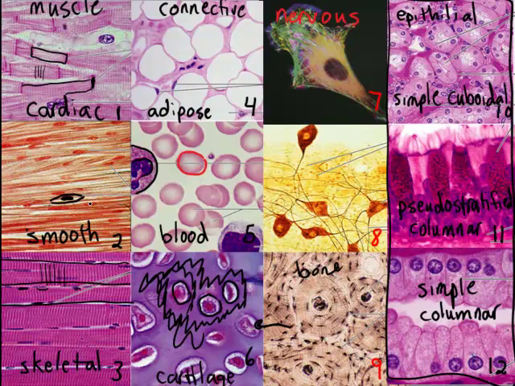So, let's go through these one more time. So cardiac muscle is striated, skeletal muscle is striated, smooth muscle is not. Cardiac muscle is branched, smooth muscle and skeletal muscle are not. Cardiac muscle has a single nucleus. Smooth muscle has a single nucleus. Skeletal muscle is multinucleated. Cardiac and smooth muscle are involuntary. Skeletal muscle is voluntary. There basically you have all the differences and similarities between the different muscle types.